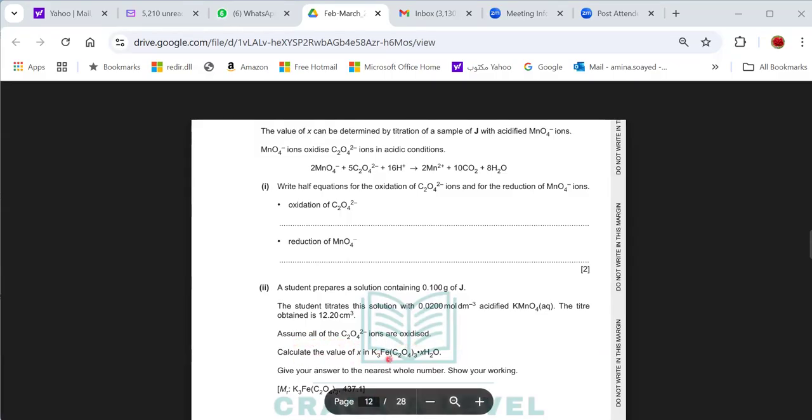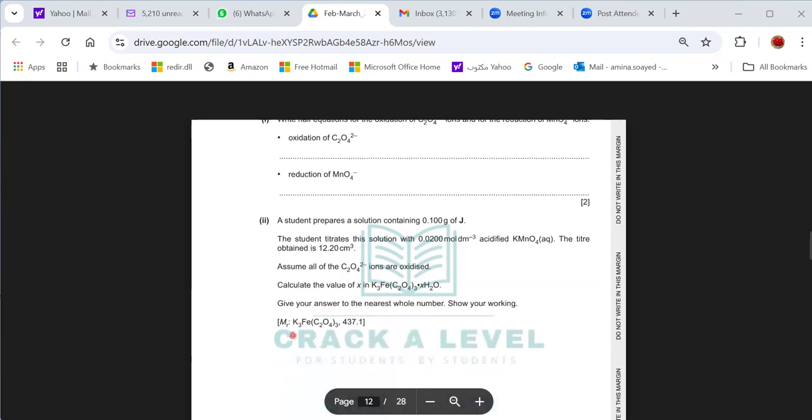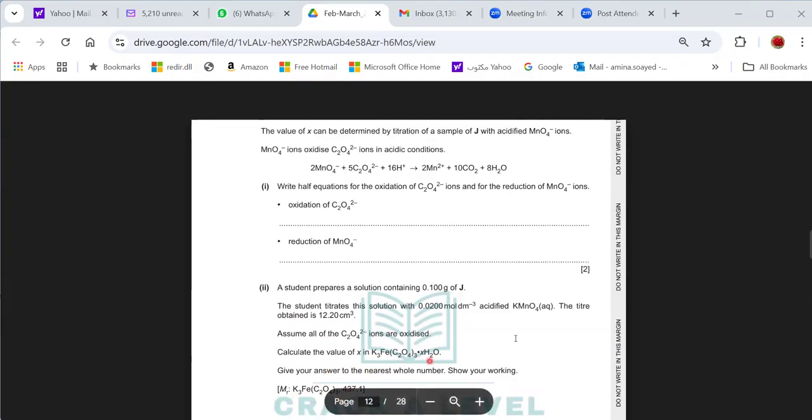Calculate the value of X in K3Fe(C2O4)3.XH2O, and give your answer to the nearest whole number and show your working. And they gave us the molecular mass of the K3Fe(C2O4)3, it's 437.1.